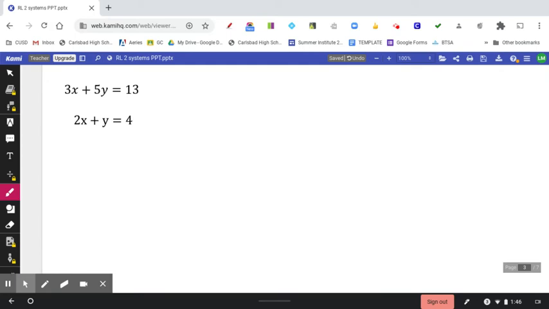All right, here's our first example we're going to take a look at. So we have a system of linear equations. It's a system because we have more than one. Linear because we just have x and y. So these are straight lines.